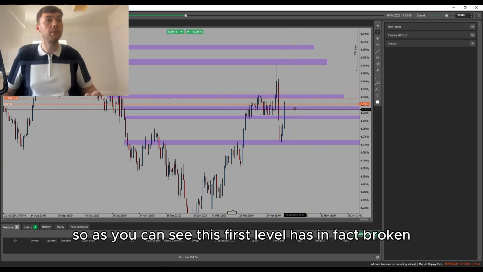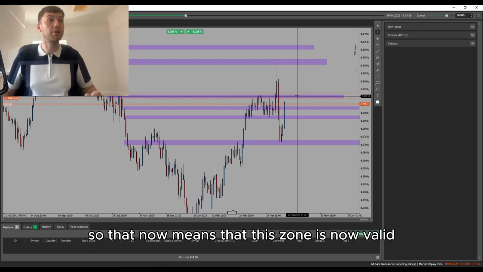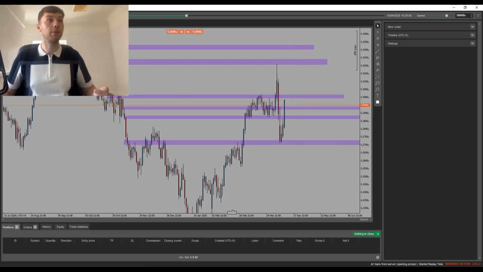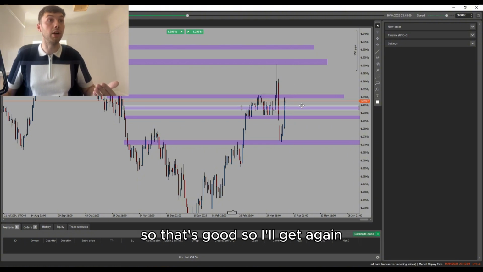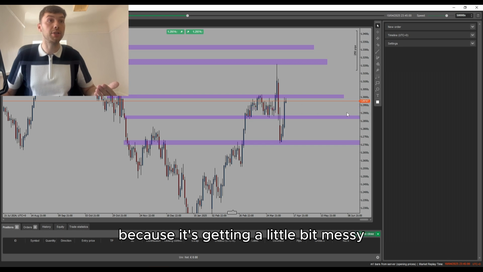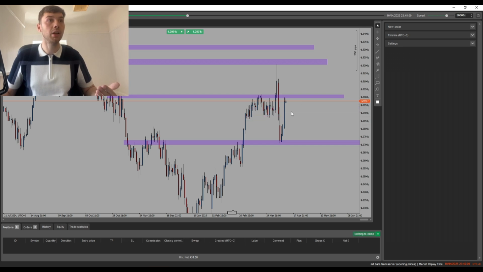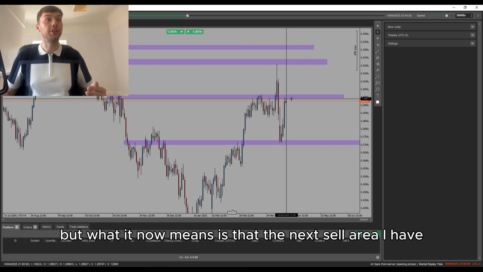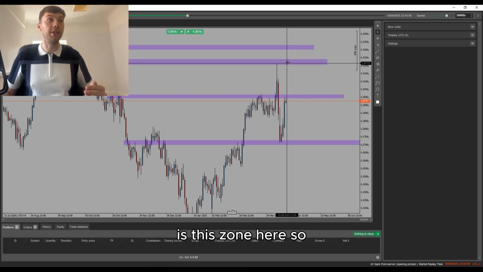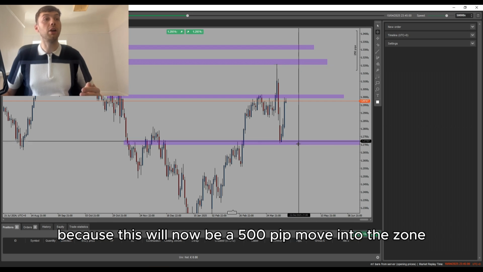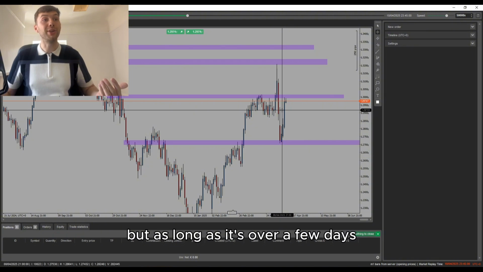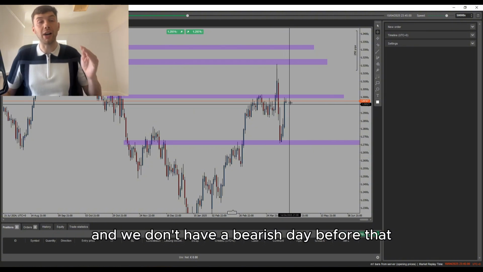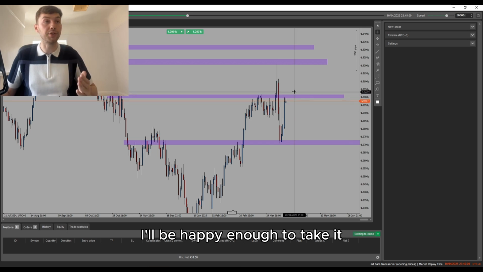As you can see, this first level has in fact broken, so that now means that this zone is now valid. And as you can see, this zone worked again, so that's good. So I'll get rid of these boxes because it's getting a little bit messy. But what it now means is that the next sell area I have is this zone here. This will now be a 500 pip move into the zone, but as long as it's over a few days and we don't have a bearish day before that, I'll be happy enough to take it.